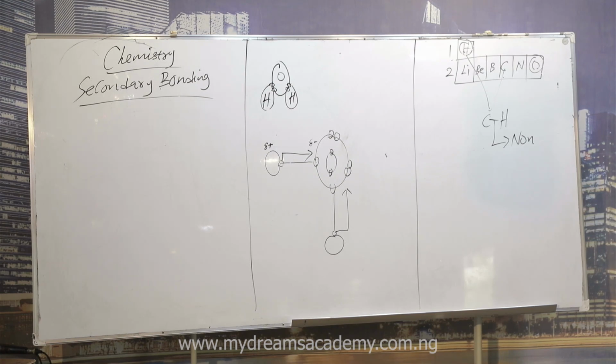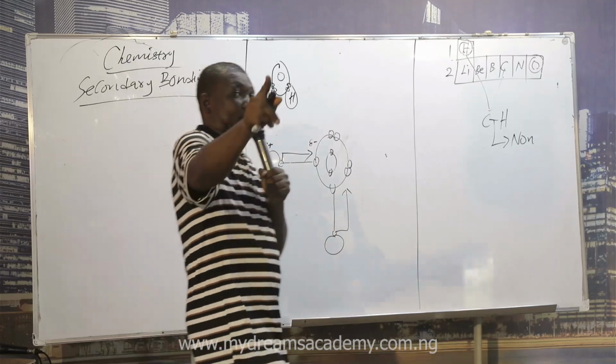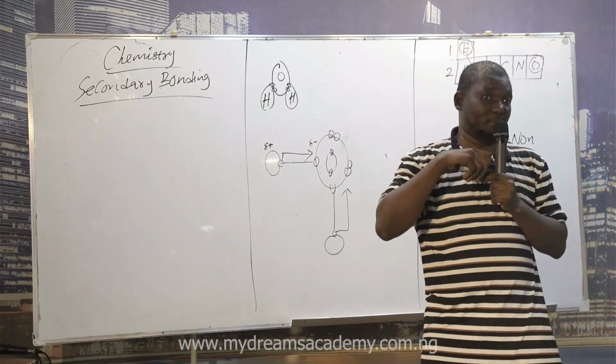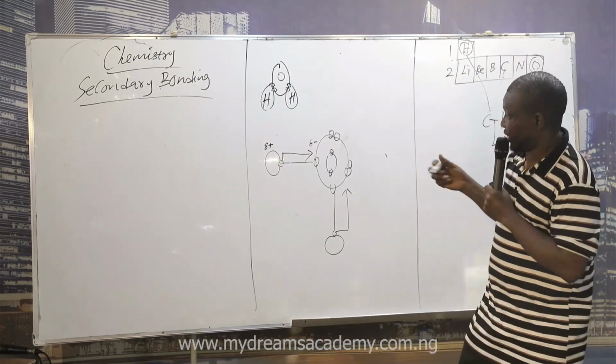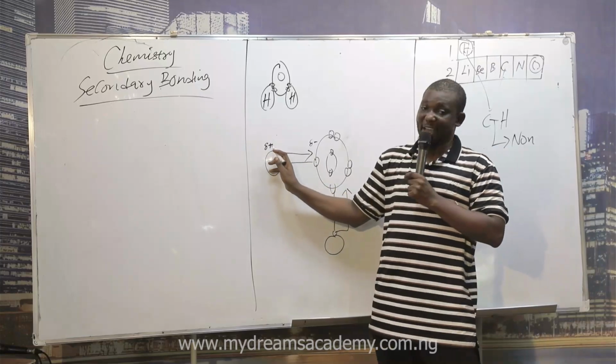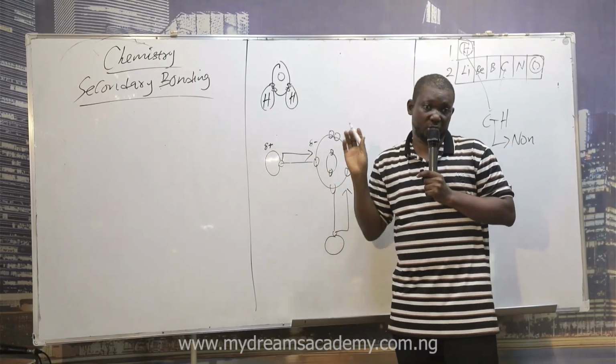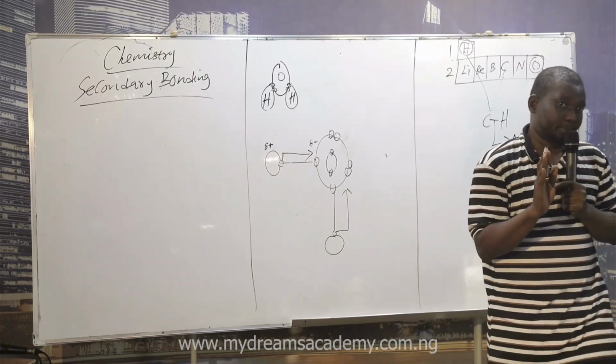Polarity means development of partial charge. Distortion. This is what it is. Then the distortion now is, here is plus, here is minus. But all partial. They will exist like this.